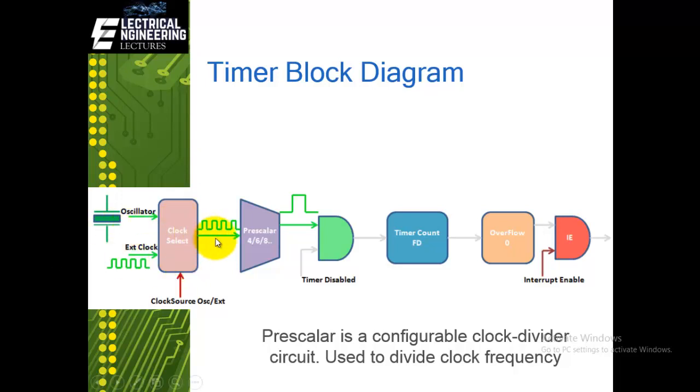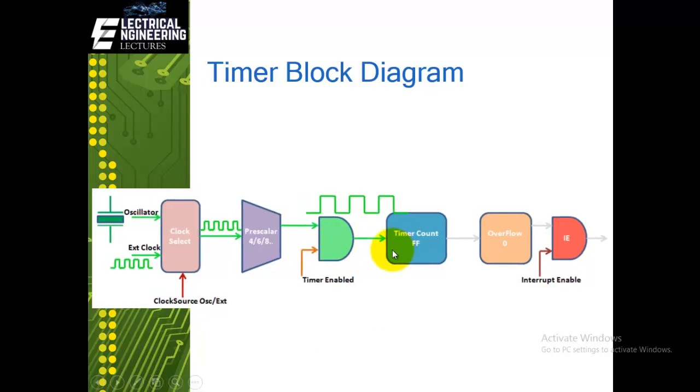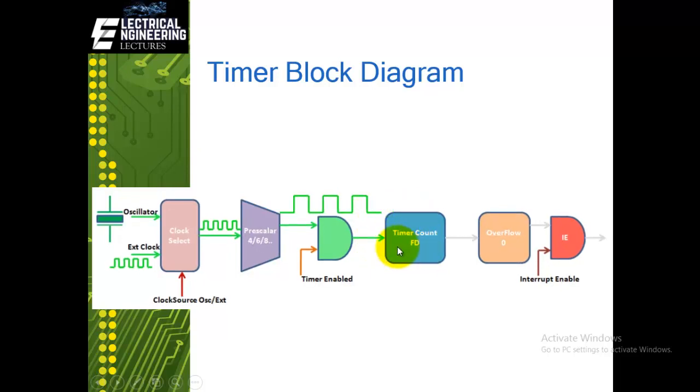So here you see that this is the time of a clock pulse. As we divide through the prescaler, the time will increase, and this will input to the timer disable. So if the timer disable is off, then it will go into the block of timer count. So you see that on each time pulse, the count will increment by a value of 1.